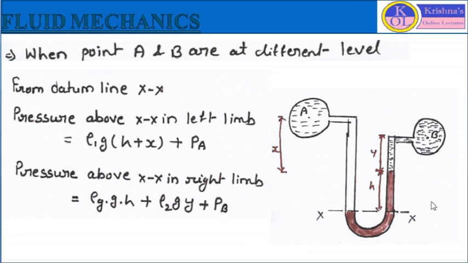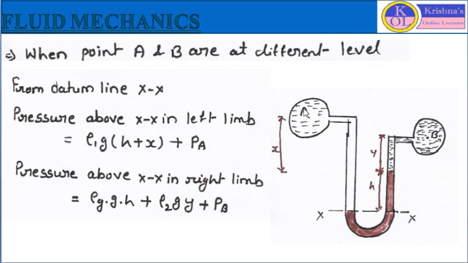As I told you, the line XX is the datum line, and first we will find out the pressure in the left limb. In the left limb we are considering point A, so at point A the pressure is PA. The pressure will be PA plus the distance we are considering, that is X and H, up to the datum line. X represents the difference between point A and the highest level of mercury, and the difference of level of mercury in both limbs is represented by H.